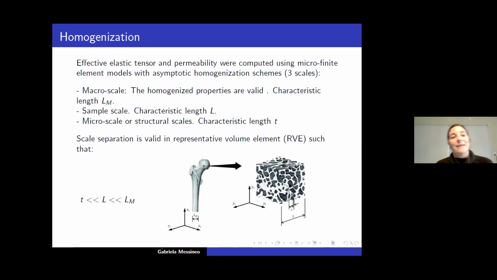The effective elastic tensor as well as the permeability tensor have been computed using an asymptotic homogenization scheme. This method considers three scales: the macroscale, which is the bone size scale, where all the properties are valid; the sample scale with characteristic length L; and the microscale, which in our case is the scale where the trabeculae are distinguishable. It is assumed that a representative sample can be considered where the characteristics are also valid, that is the representative volume element.